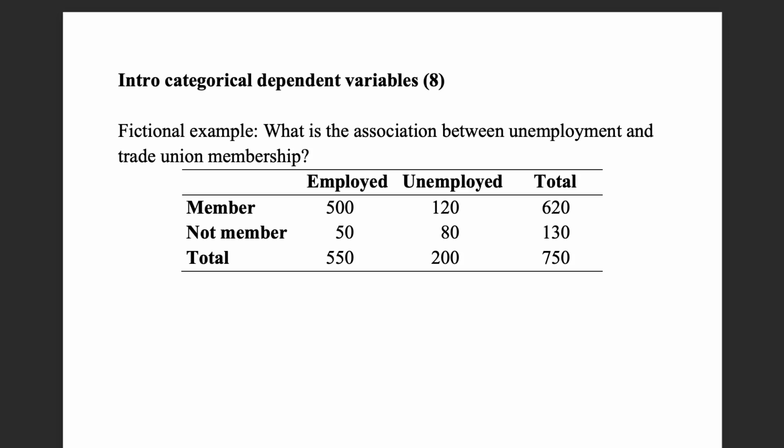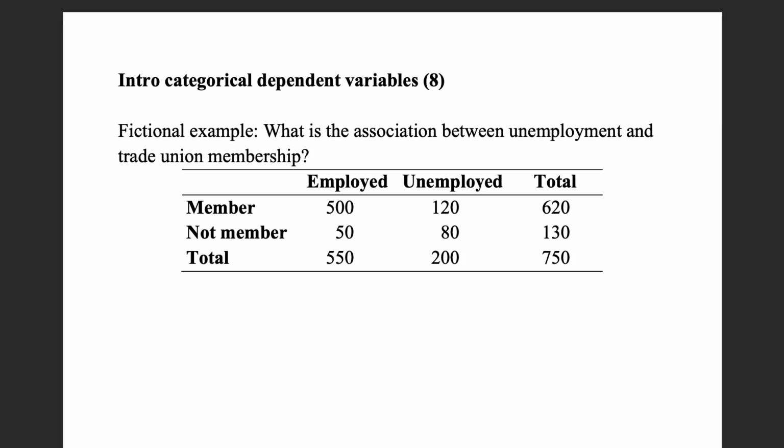Maybe I have some theory that tells me it's less likely for unemployed persons than for employed persons to be a member of a trade union, because trade unions are really all about taking care of the interest of employed persons, so that might not be super relevant for unemployed persons. So maybe I want to see the association between unemployment and trade union membership. And let's say I collected a data set, some questionnaire survey, for instance, where I ask people whether or not they are members and whether or not they are employed. So I have two variables, employment and trade union membership, and I want to figure out the association between those two variables.